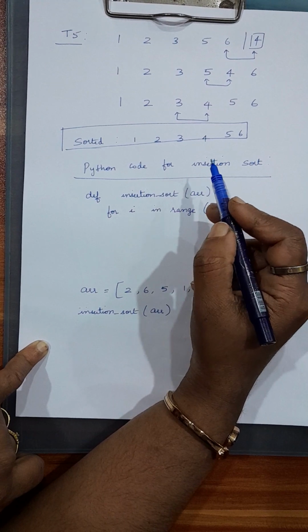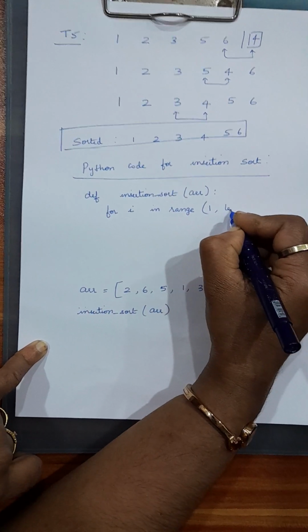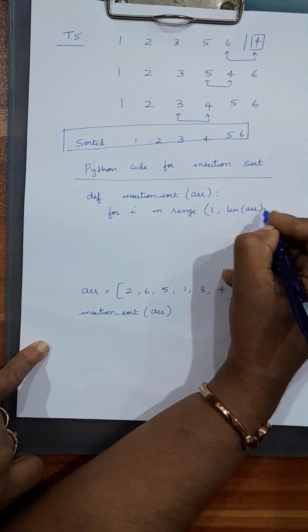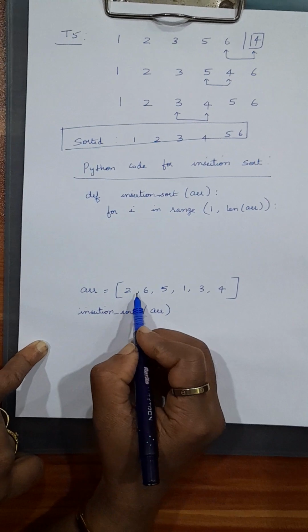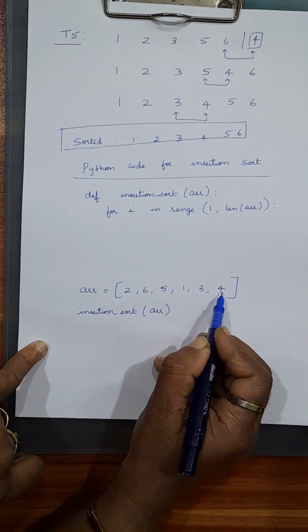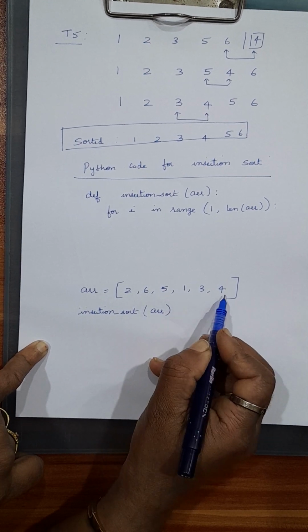Since we are assuming the first element to be sorted, the range will be from 1 to length of array. Which means I have to start searching from 1 to length of array, which means one element lesser than the size. So it will be 1 to 5.